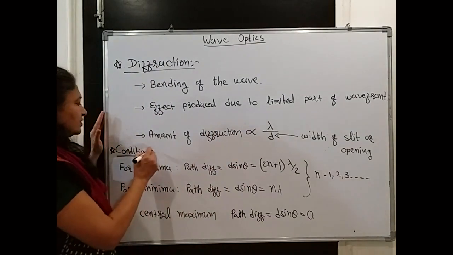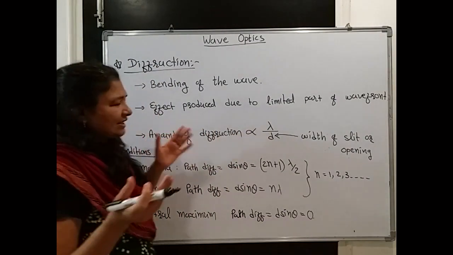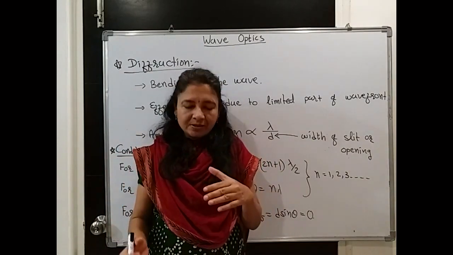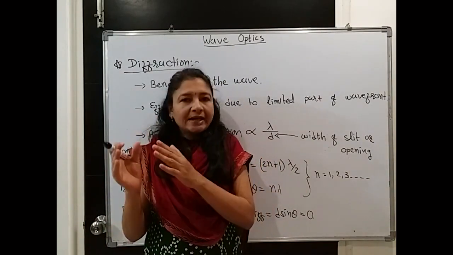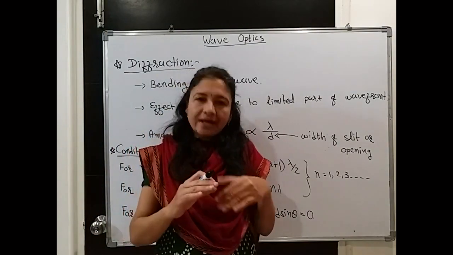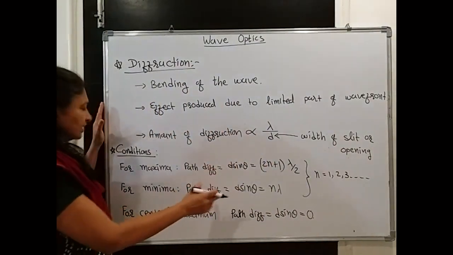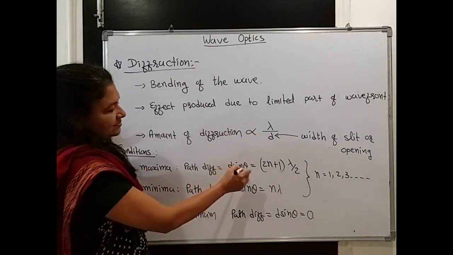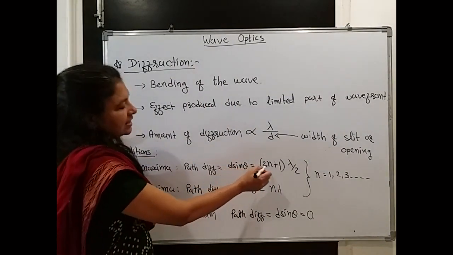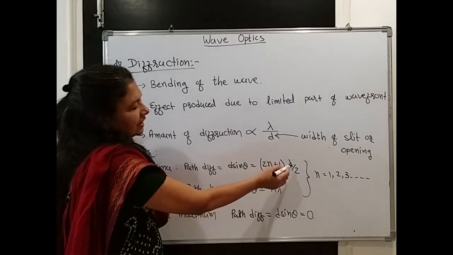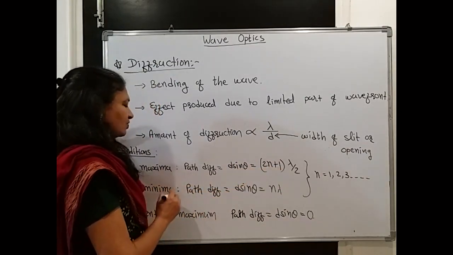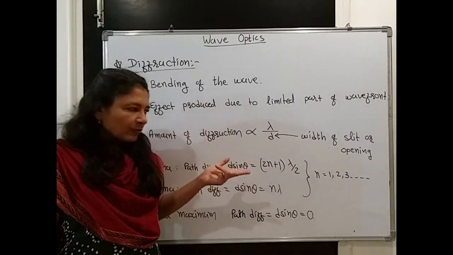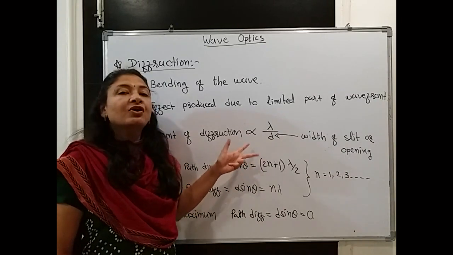Okay. Now the conditions. You know this thing, that in case of diffraction pattern also we will get maxima and minima. Maxima represent bright, minima represent dark. So we will just recall the conditions. For maxima, the path difference, represented by d sin theta, is equal to (2n+1) lambda by 2, while in case of minima it is n lambda. It is exactly opposite to that in case of interference.